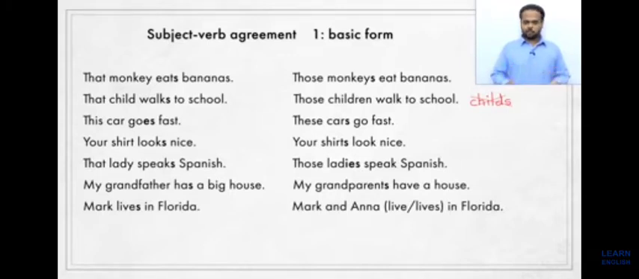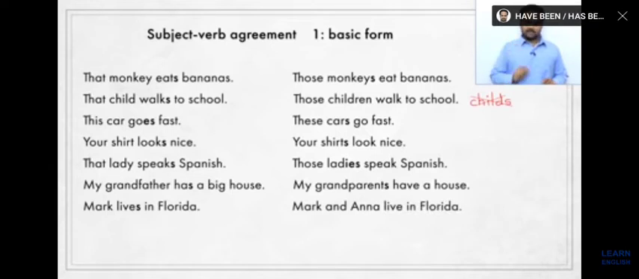Here's one more example, but this one is going to be a little tricky. Mark lives in Florida. Mark is the name of one man, so we say lives. Singular verb, that's easy. But what if Mark has a wife, Anna? Would you say Mark and Anna lives in Florida or live in Florida? Well, Mark is one person, so singular. Similarly, Anna is one person, again singular. However, Mark and Anna are two people, so this is a plural form. We need a plural verb. Remember that a plural verb does not take an S at the end. So Mark and Anna live in Florida.